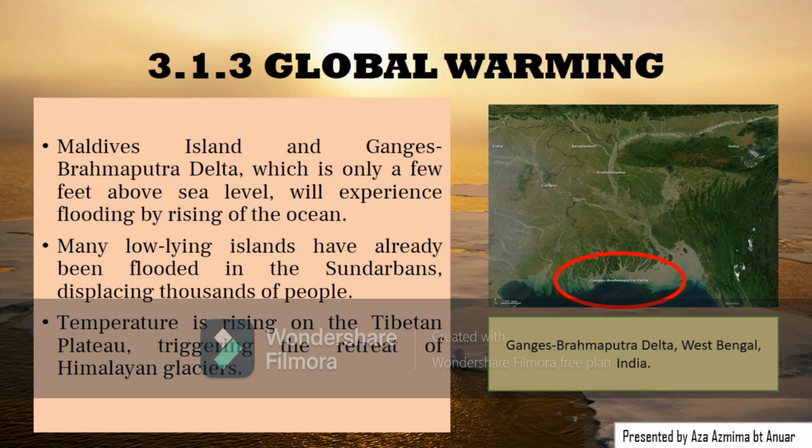And third is global warming. The Maldives Islands and the Ganges Brahmaputra Delta, which are only a few feet above sea level, will experience flooding by the rising of the ocean. Many low-lying islands have already been flooded in the Sundarbans, displacing thousands of people. Temperature is rising on the Tibetan Plateau, triggering the retreat of Himalayan glaciers.